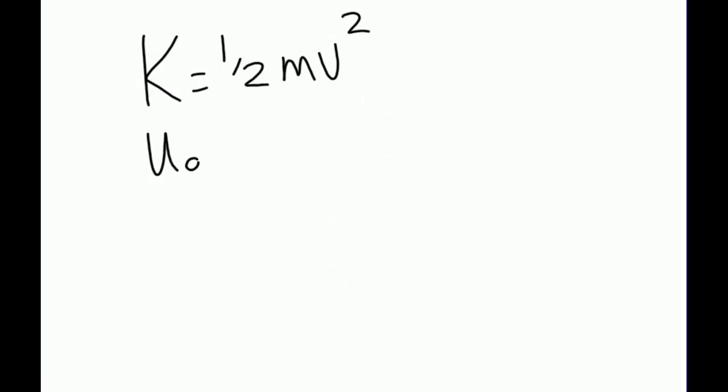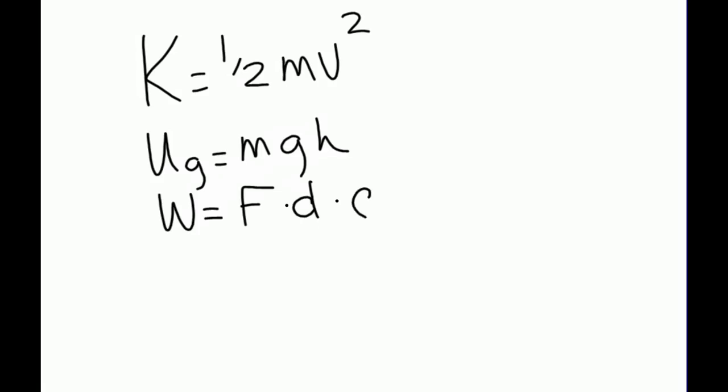Okay, and so let's recap then. We've got 3 new equations that we have come up with and 2 new concepts. The first equation is that our kinetic energy is 1/2 mv squared. The second equation is that gravitational potential energy is equal to mgh. The third equation is work equals force times distance. I'm going to add in this cosine of theta, and we'll talk about it in next class. But for forces that are parallel or anti-parallel, don't worry about the cosine theta.